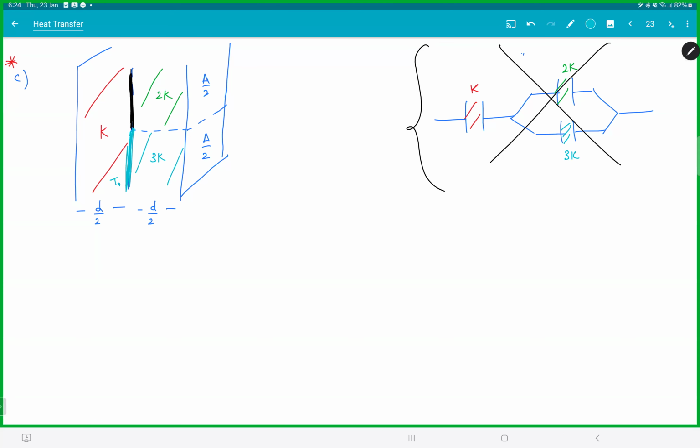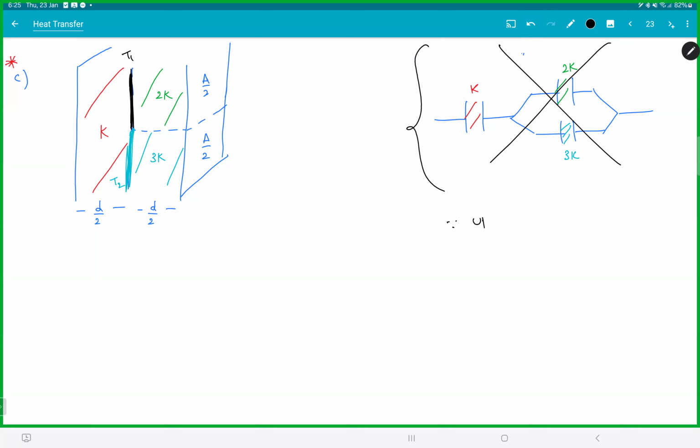If the temperatures are not the same, let's say this is T2 and this is T1, then is this temperature difference and this temperature difference the same? The temperature difference is not the same. Then they're not in parallel. Just because you're side by side doesn't mean you're in parallel. The temperature difference has to be the same. Is that making sense?